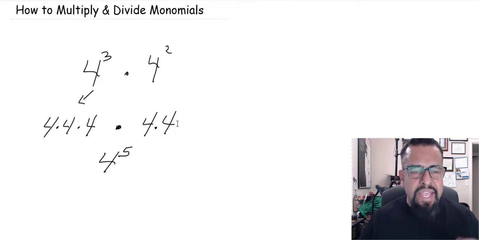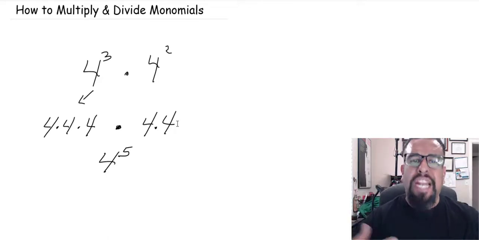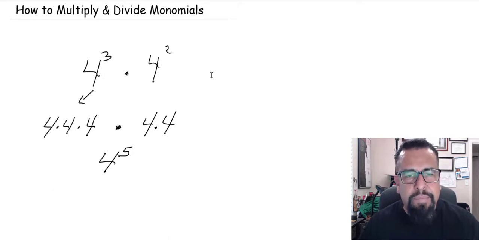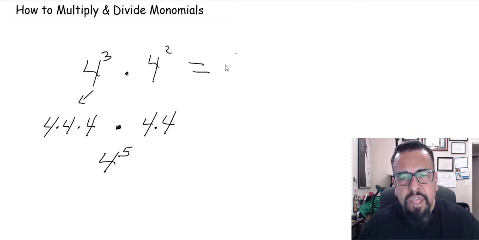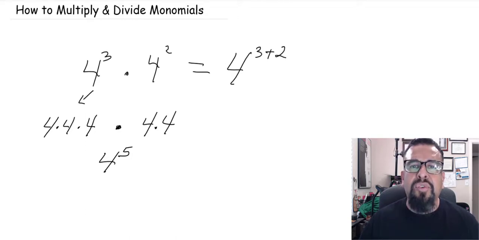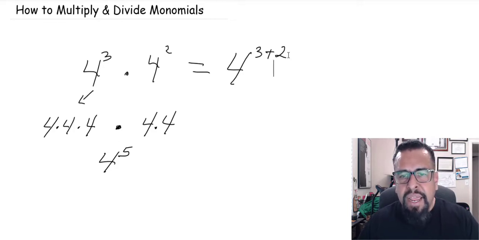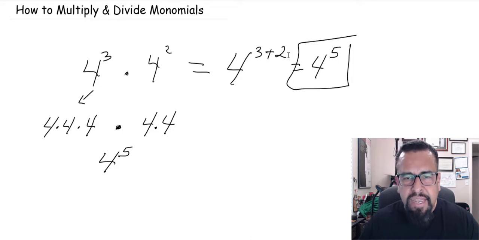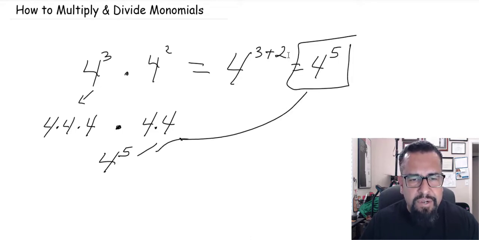Does that make sense? Now, I wanted to break it open so you can understand where this is coming from. So essentially what we can do when we have these problems right here, 4 to the power of 3 times 4 to the power of 2, something similar like that when they're being multiplied, you can actually say that you have 4 to the power of 3 plus 2. So now you can see that all I'm doing is adding the exponents right there. And my final answer would be 4 to the power of 5, right? Just the same as I had down here earlier.